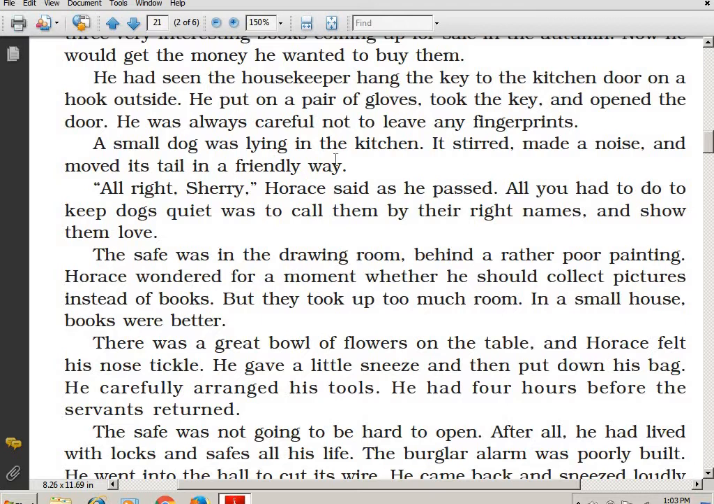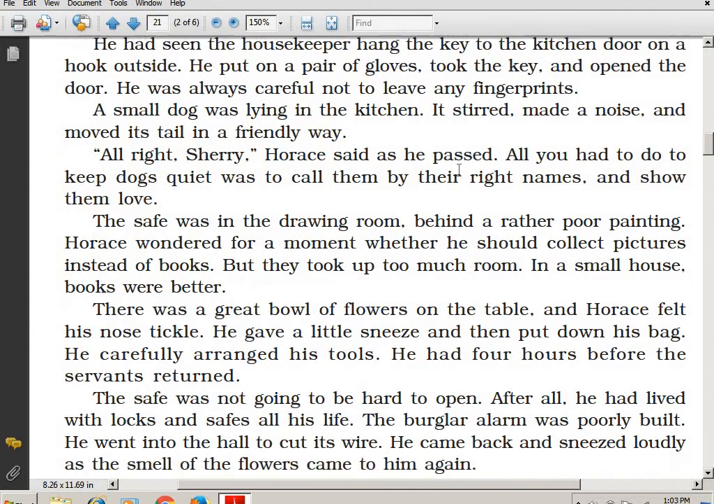A small dog was lying in the kitchen. It stirred, made a noise and moved its tail in a friendly way. So who was that? A small dog lying there in the kitchen. It made a little noise and moved its tail in a friendly way, as if it knew this Horace Denby.